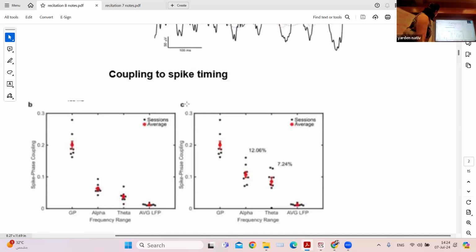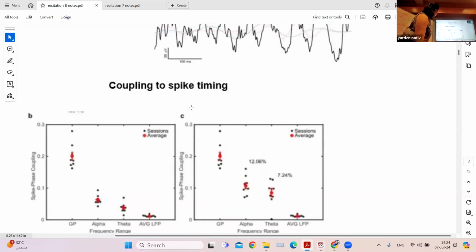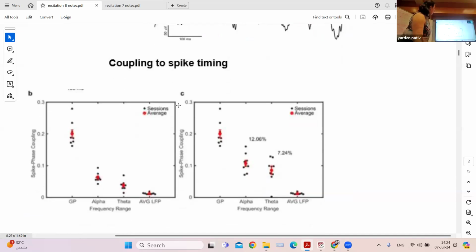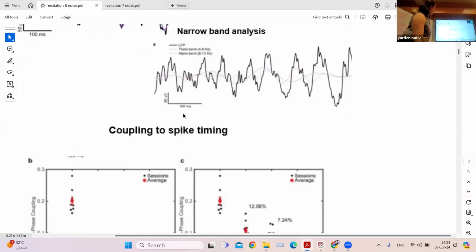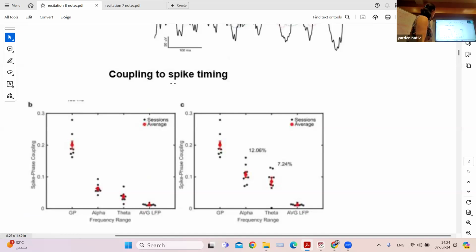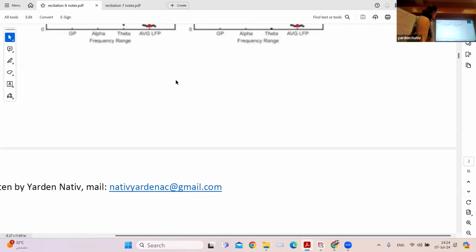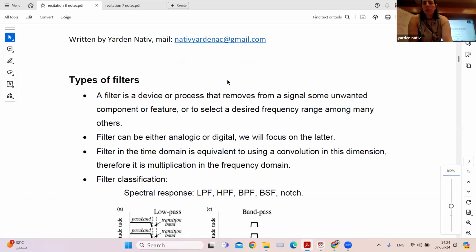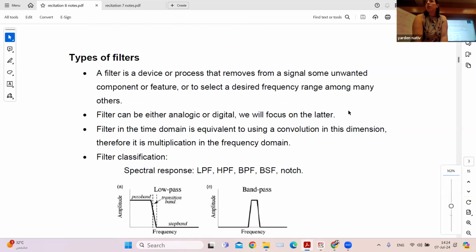So this is about filters. I'll go back to it after we speak about something called phase locking, and this is only in the next class.